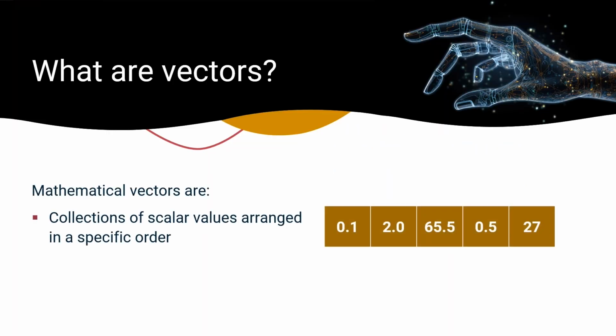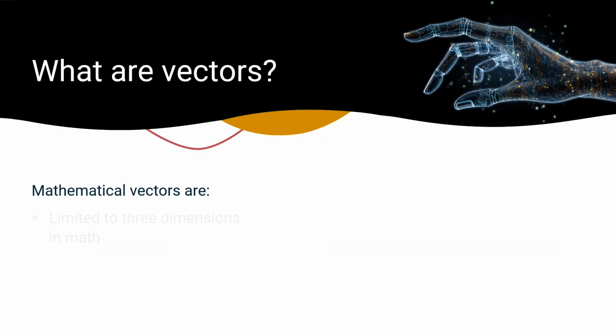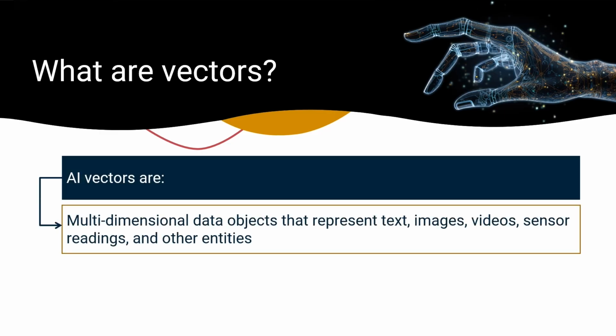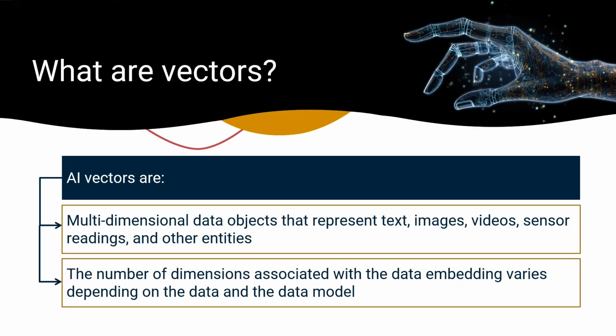Mathematically, vectors are collections of scalar values arranged in a specific order. Vectors are limited to 3 dimensions in math because of the 3 dimensions that humans can see and perceive. In contrast, in the context of artificial intelligence, vectors are multidimensional data objects that represent text, images, videos, sensor readings, and other entities. The number of dimensions associated with the data embedding varies depending on the data and the data model that you are using to encode the data into an embedding.